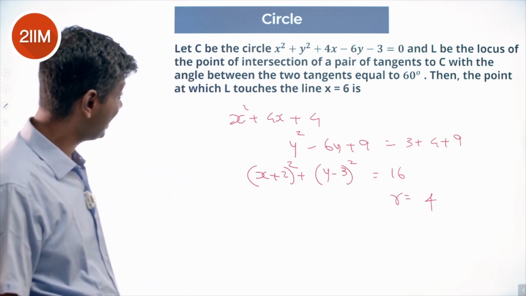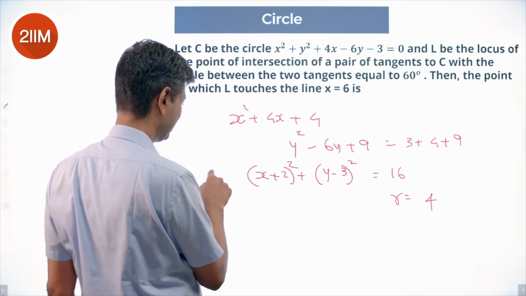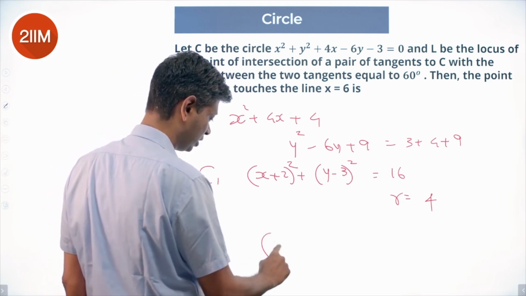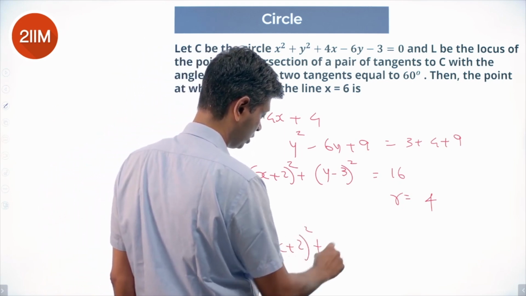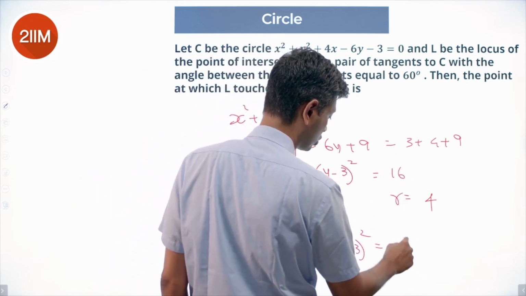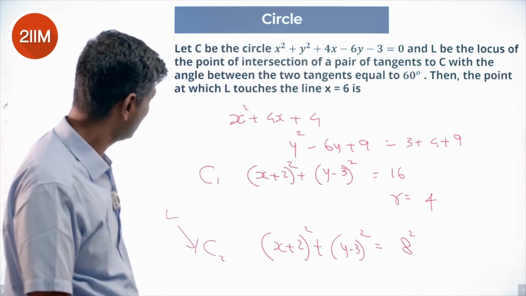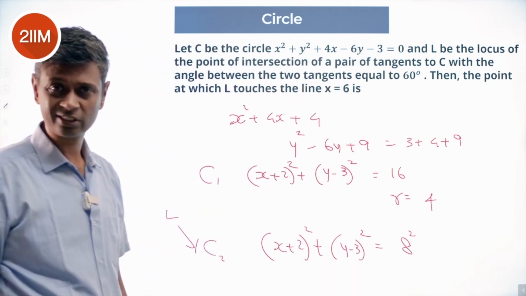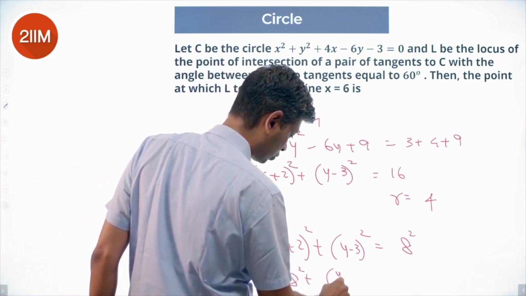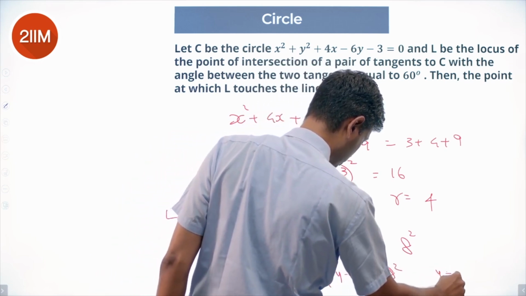Then the point at which L touches the line x equal to 6 is, this is our circle. Circle 2, which is the locus, is nothing but (x plus 2) whole square plus (y minus 3) whole square equals not 16, not 4 square, but 8 square. Bigger circle, twice the radius, same center. Where it touches the line x equal to 6, what do we need to do? Put x equal to 6. 8 square plus (y minus 3) whole square is 8 square, or y equal to 3.